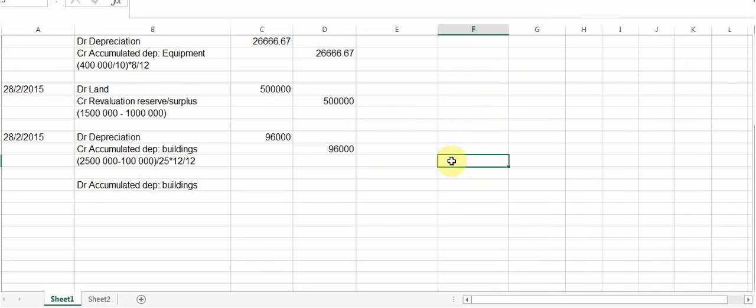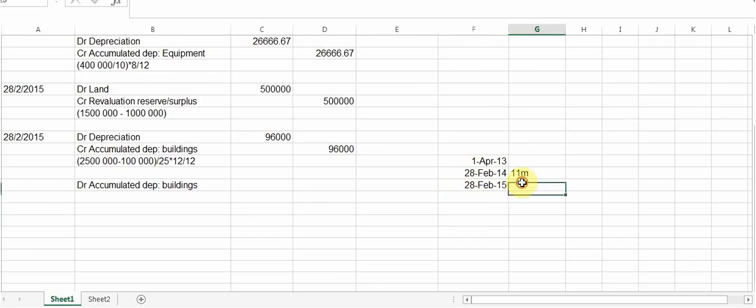So if I look at the buildings, it is said that it was purchased on 1 April 2013. The first year end after 1 April 2013 would have been 28 February 2014. And if I count the months, 1 April 2013 to 28 February 2014, I get a total of 11 months. Then the next year would have been 28 February 2015.